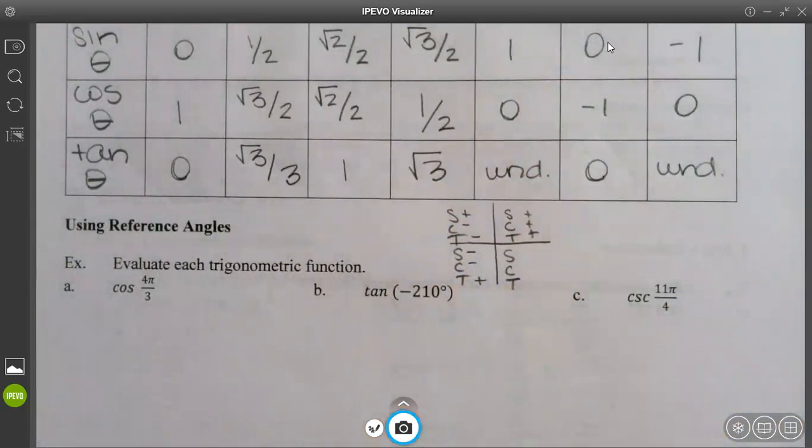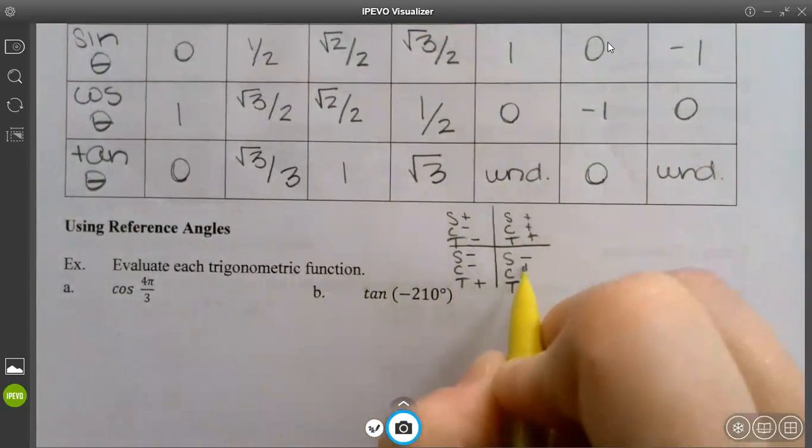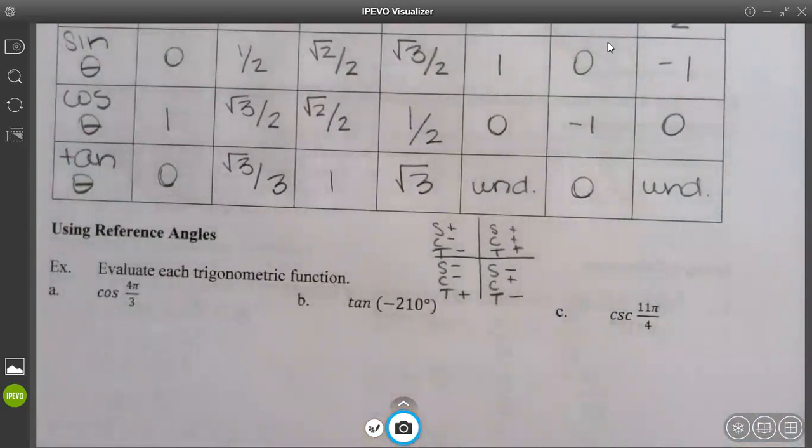Negative, negative, positive. Negative, positive, negative. Just to remind you what that was.